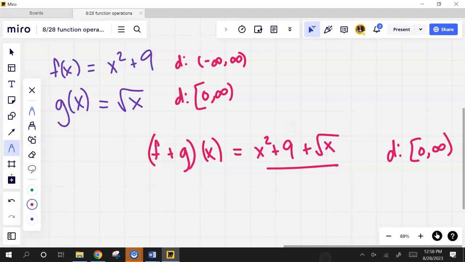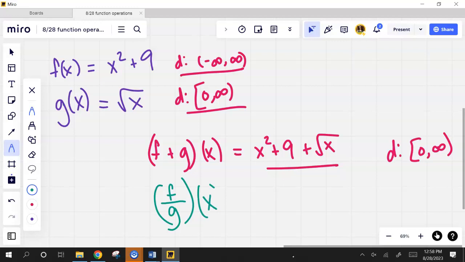Because it has to be the intersection of the two domains. It has to be what they share from the two domains. So this one has everything, but this one is only positive numbers. So of those two domains, what do they share? They share the positive numbers, so that's what you give it. Let's make it a little bit harder. Same F, same G. Find the function and give its combined domain.